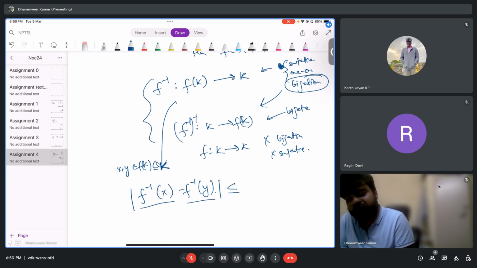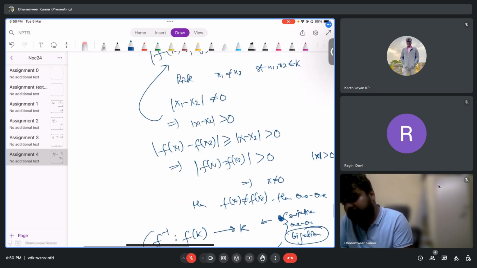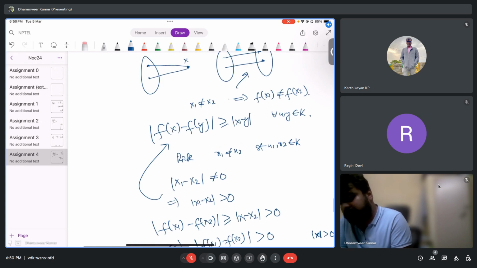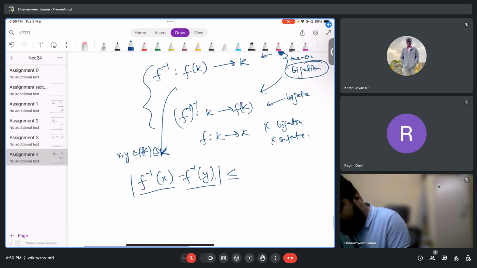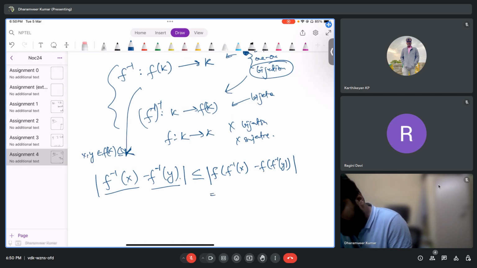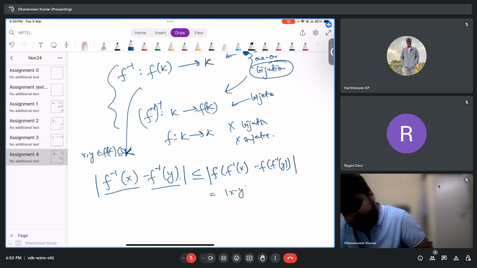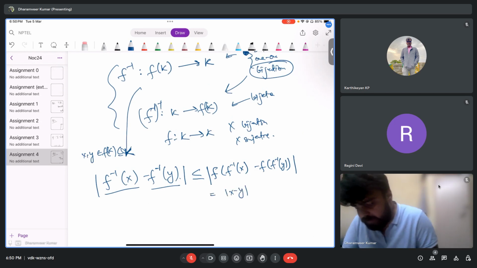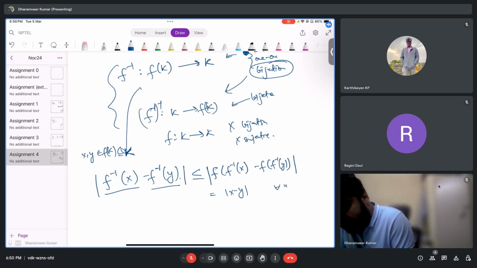What do we have in K? This property, |x1 minus x2| is less than or equal to |f of that|. So you take f of f inverse of x minus f of f inverse of y. Because it is one-to-one, this is nothing but x minus y. And this is true for all x and y in f(K).